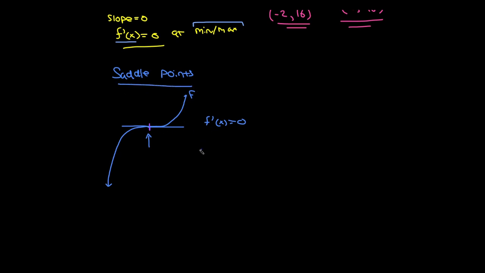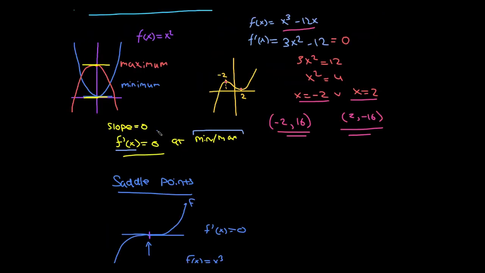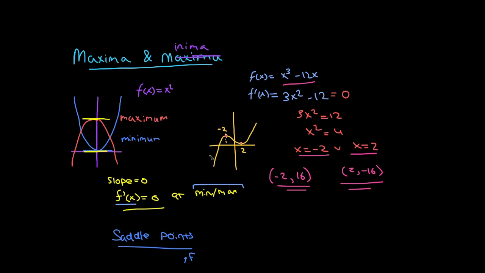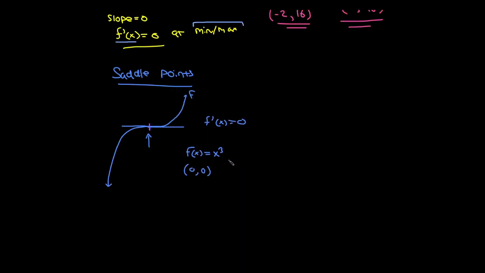A very basic example that I know for sure is that if you have x cubed, then you'll find a saddle point at 0, 0. You can find out if they're saddle points by simply plotting them. But there is an analytic way to find out if these are saddle points or minima or maxima without having to plot them, and we'll cover that in a later part.